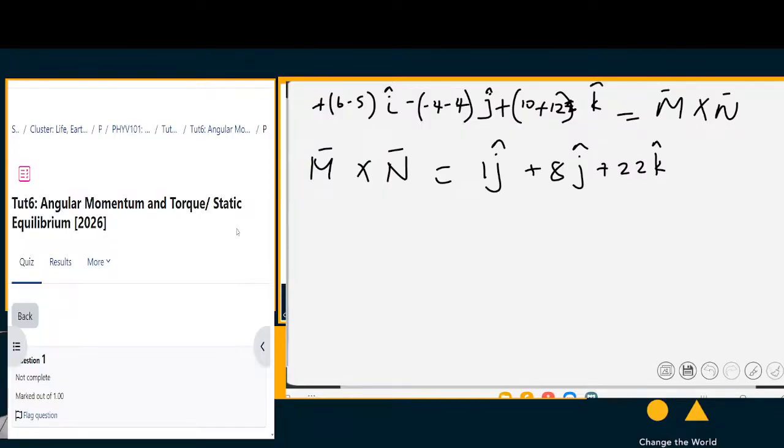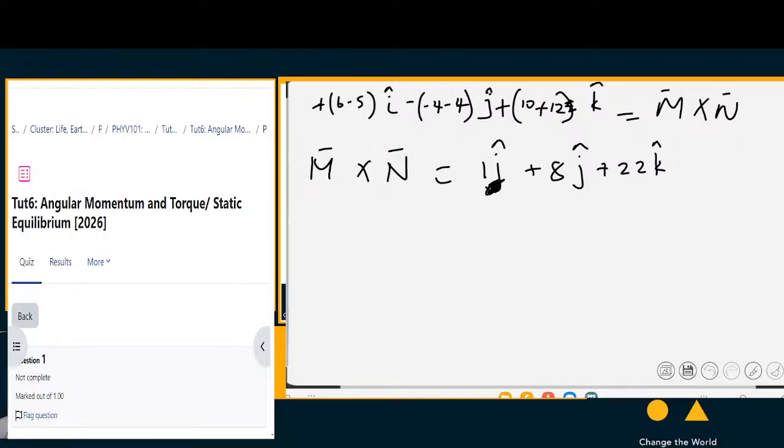So that is your determinant. The vector product is 1 i hat, sorry, this is not a j hat, this is an i hat. 1 i hat plus 8 j hat plus 22 k hat. That is the vector product. That is how easy you do vector products, just by calculating the determinant.